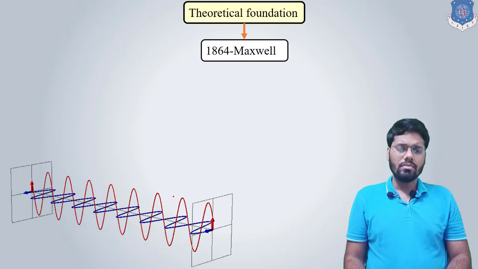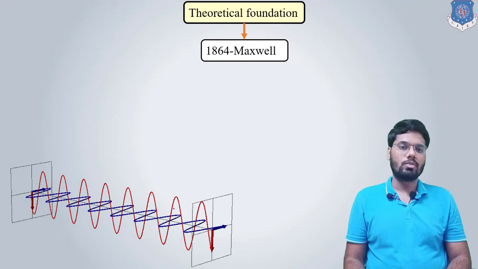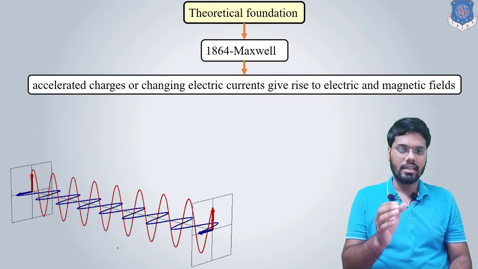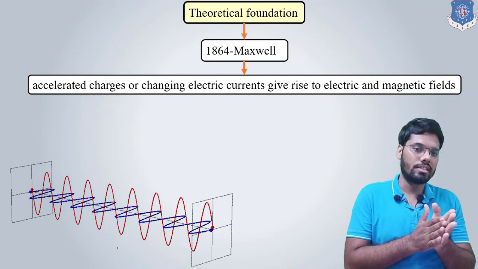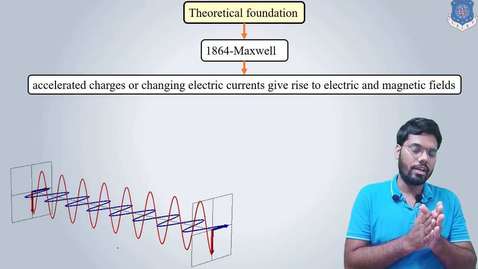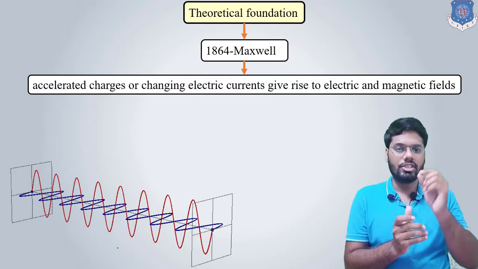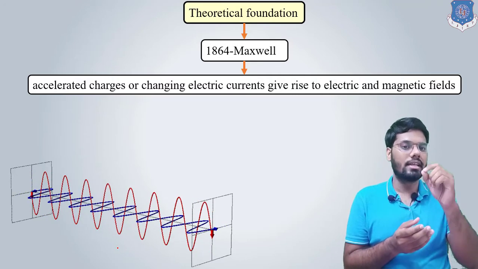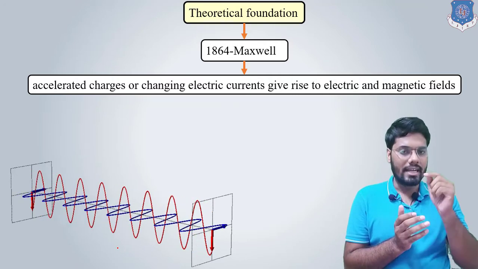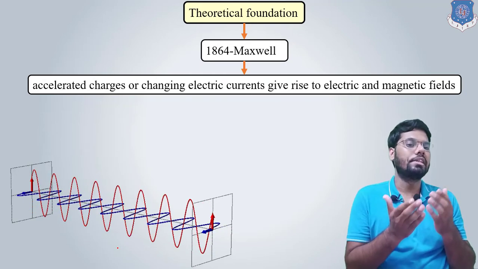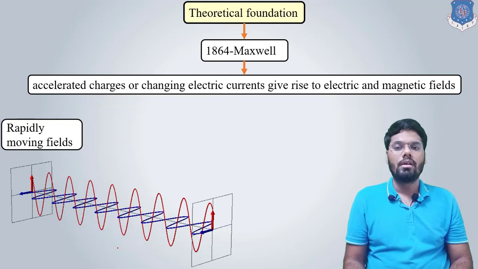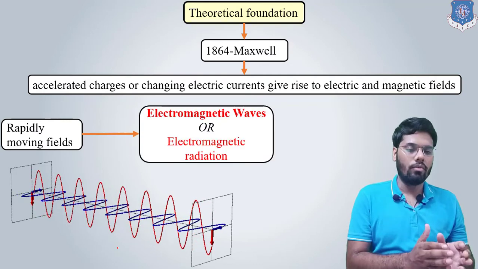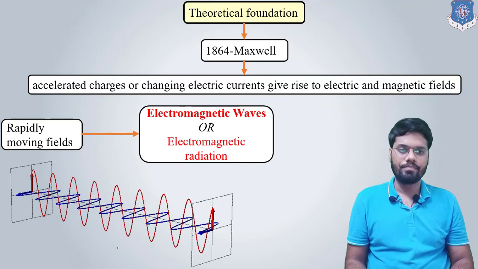So this theory was given by Maxwell in 1864: accelerated charges or changing electric currents give rise to electric and magnetic fields. As we just studied, if you give heat to any charge, any atom, it will accelerate at its own location, and that acceleration will give rise to a change in electric and magnetic field. That rapidly moving field is known as the electromagnetic wave or electromagnetic radiation.